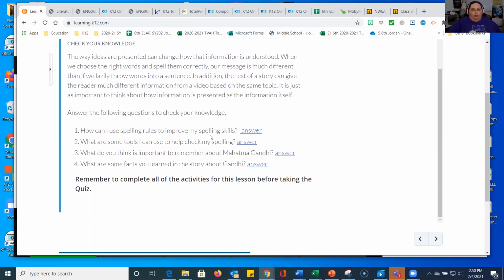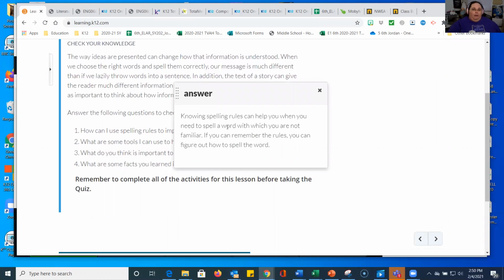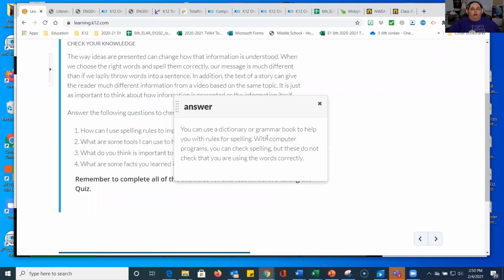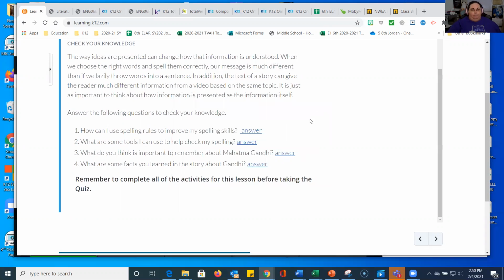One, how can I use spelling rules to improve my skills? Think about your answer. Knowing spelling rules can help you when you need to spell a word with which you're not familiar. If you can remember the rules, you can figure out how to spell a word. Two, what are some tools I can use to help check my spelling? Think of your answer. You can use a dictionary or grammar book to help you with rules for spelling. With computer programs, you can check spelling, but these do not check that you are using the words correctly.